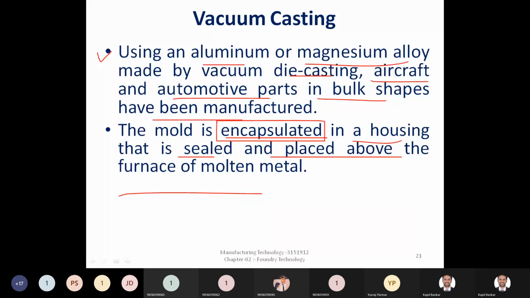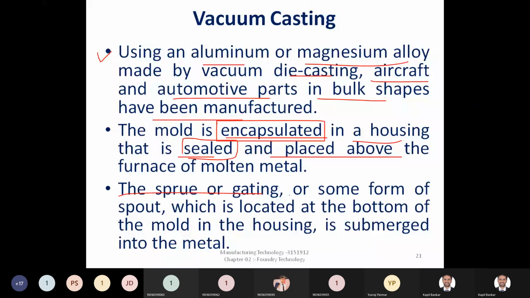So the mold is encapsulated in a housing. That's why the vacuum is maintained. And because of the vacuum, your molten metal will automatically fill inside the cavity. The sprue or gating, or some form of spout, is the path through which the molten metal is drawn in from the bottom side, and it is submerged in the metal. This whole housing is submerged in the metal.